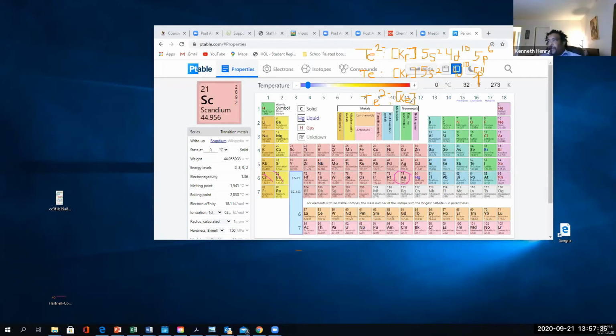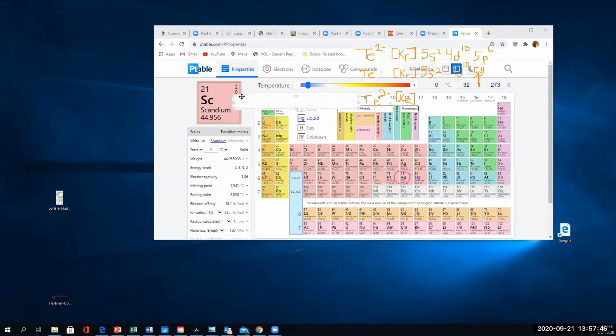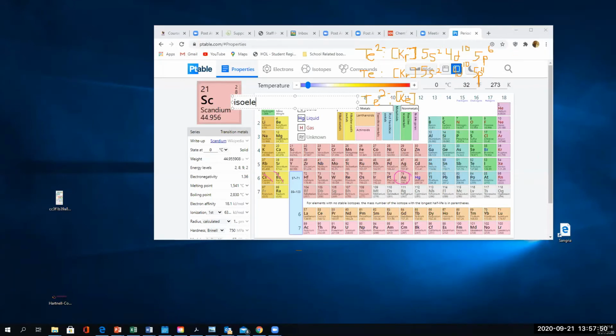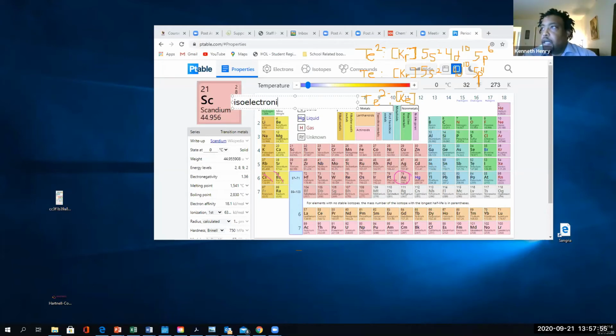As just xenon, because if it's 5p6, it's a noble gas. So if I could just use that as a core. So this brings me to my next topic. This is called isoelectronic. Isoelectronic means the same number of electrons. So Te2 minus has the same number of electrons as xenon.